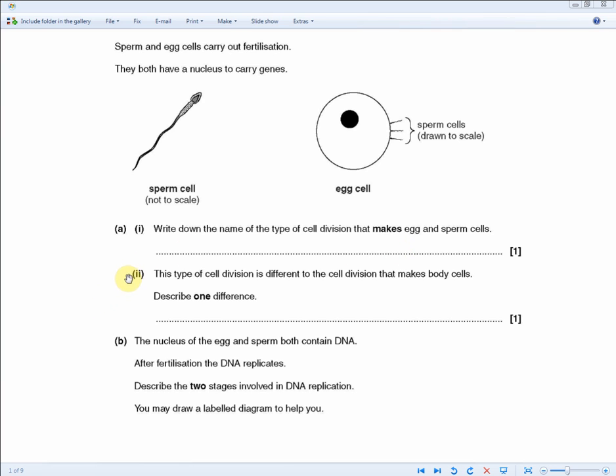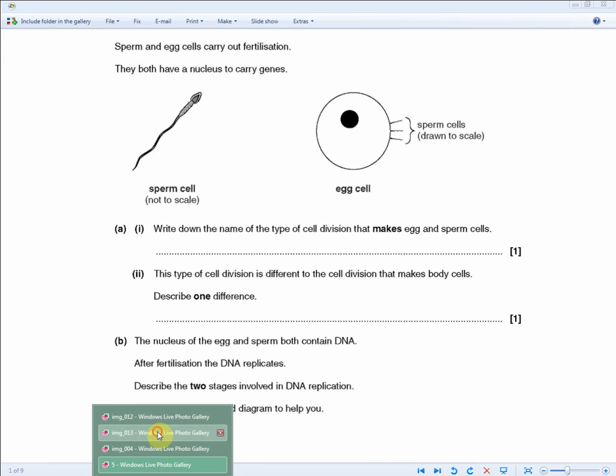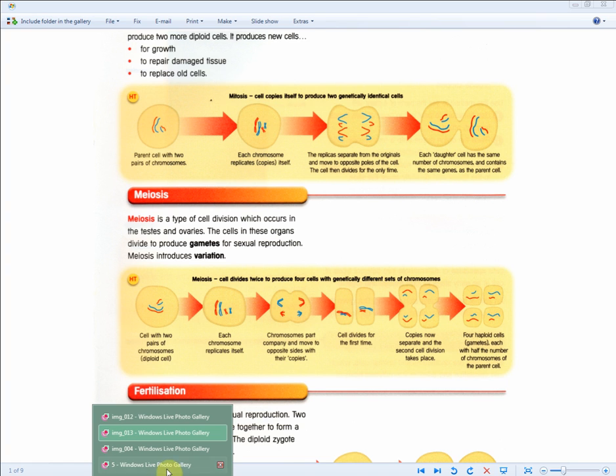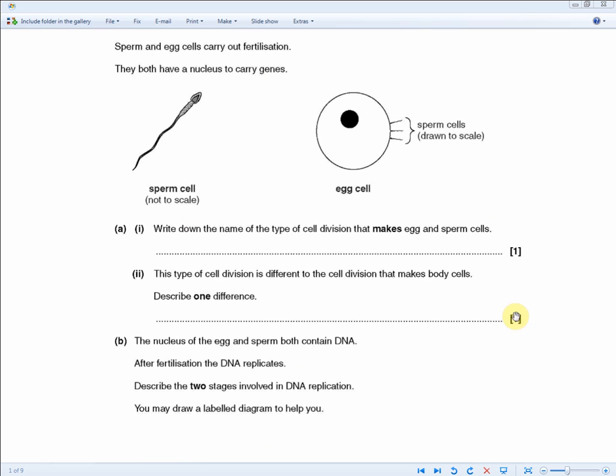So this type of cell division is different to the cell division that makes body cells. Describe one difference. So for 1 mark, this is actually a similar question to what we've already seen. They're asking for a direct difference between mitosis and meiosis. You either write mitosis produces 2 identical daughter cells, whereas meiosis produces 4 different daughter cells, or you say in mitosis the cell only divides once, whereas in meiosis the cell divides twice. Any one of those 2 things you could say to get that 1 mark. So 2 marks in less than a minute.